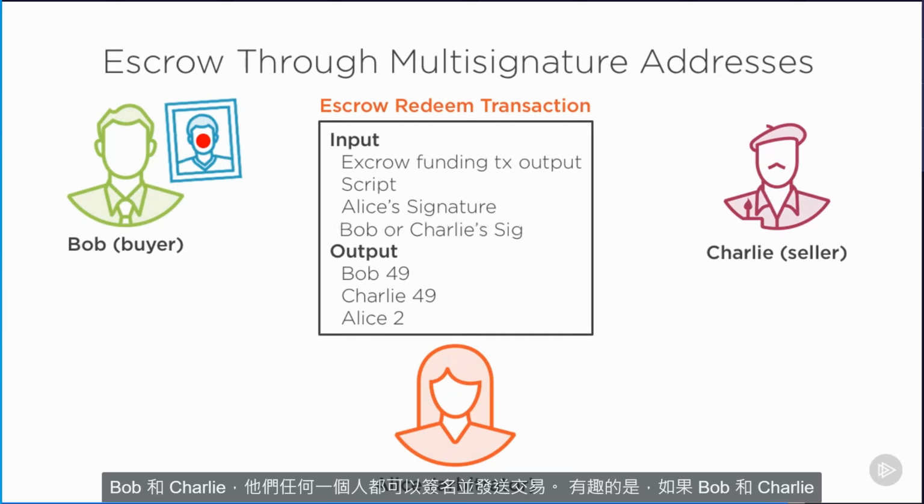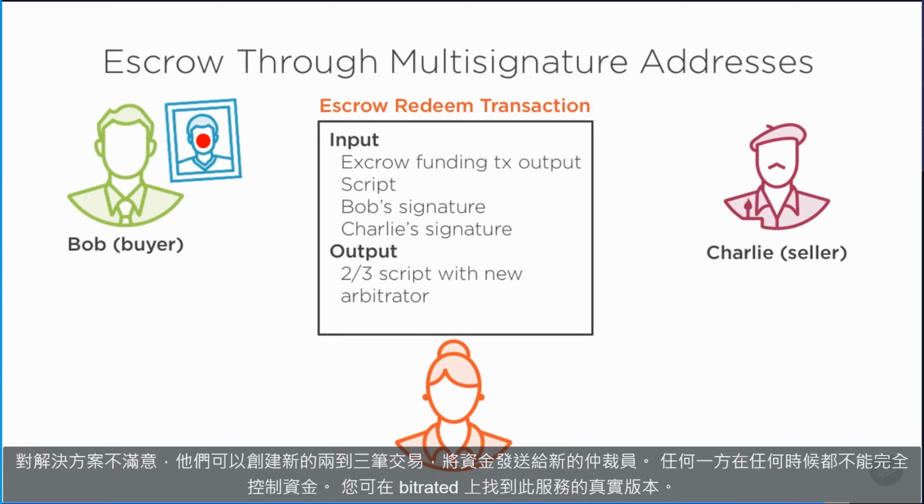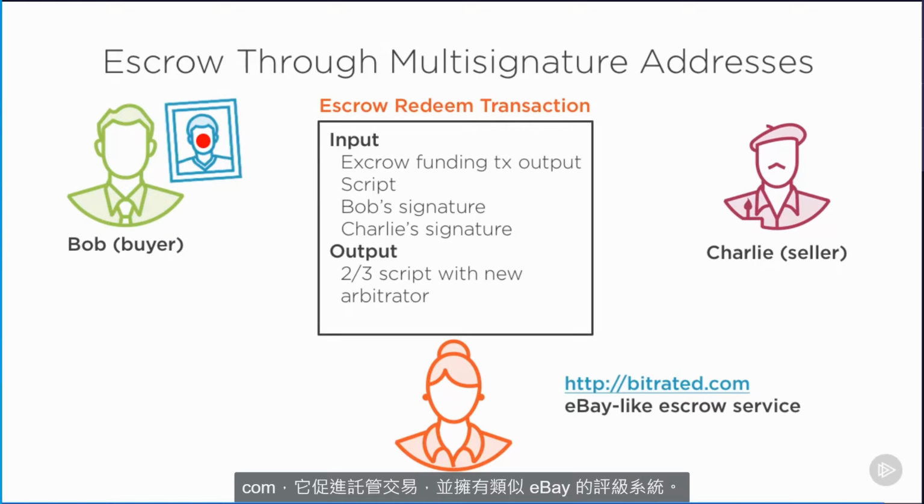either of whom can sign it to send it. Interestingly, if Bob and Charlie aren't happy with the resolution, they can create a new 2 of 3 transaction, sending the funds to a new arbitrator. At no point does any one party have full control over the funds. A real-life version of this service can be found at bitrated.com, which facilitates escrow transactions and has an eBay-like rating system.